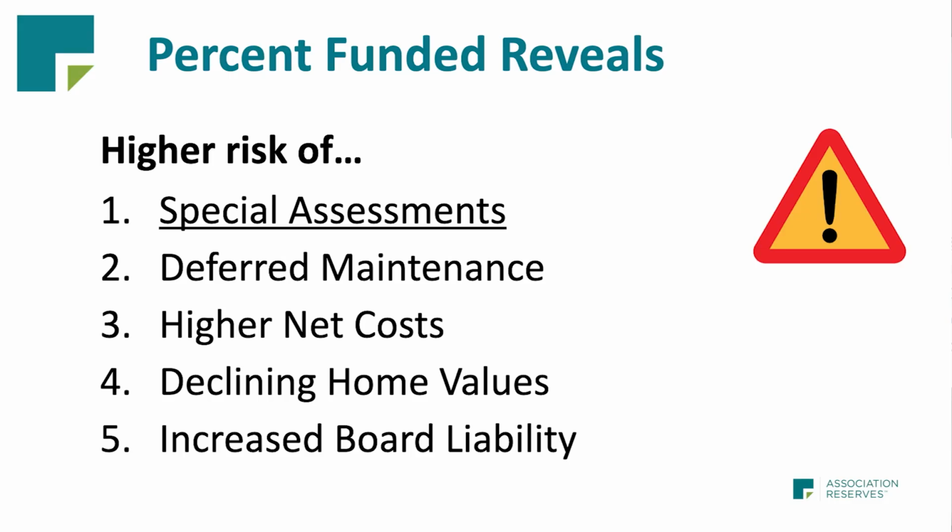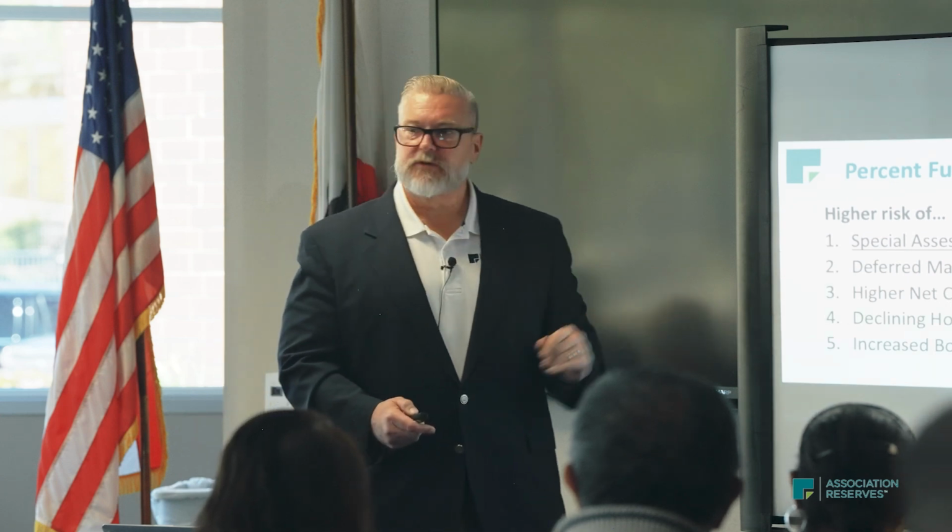Declining home values. There is a 12% increase for associations that we work with: home values in similar associations are 12% higher than those that are under 30% funded. So it's a really bad decision to say I'm going to keep the dues $10 less a month when, for those of us who live in Orange County, if we get 12% more on our home value, that's a huge amount of money. It's worth $10 a month, right? And increased board liability.